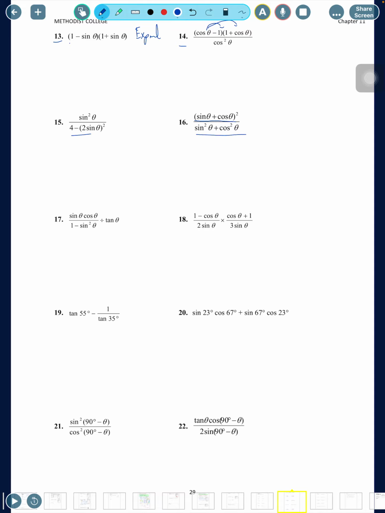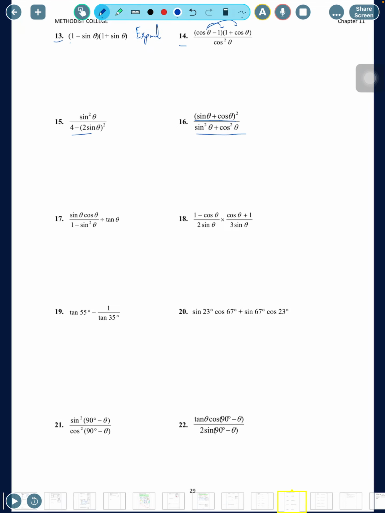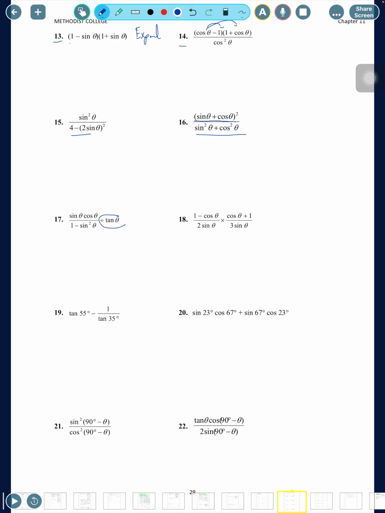Now, one more reminder: the denominator should be 1. And for divided by tangent theta, I hope you can also remember the process. Turn the tangent theta into sine over cosine, and then divided by sine over cosine. The next step, I think you should get it. Just turn the division into multiplication.